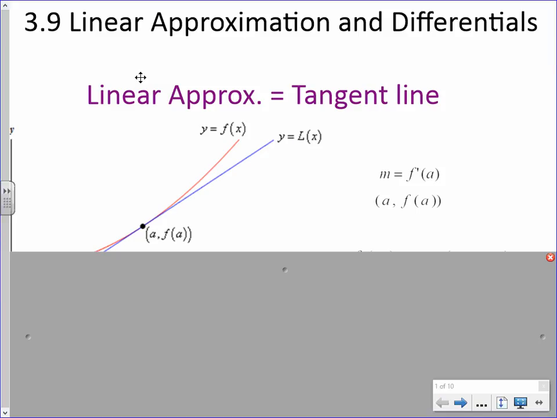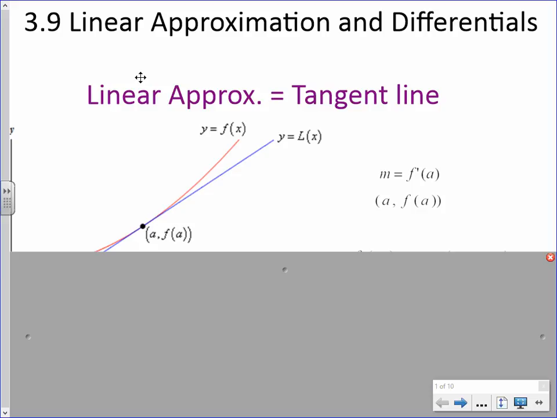So, linear approximation and differentials. Okay, there was a reason why I had you write a tangent line equation this morning for your problem of the day. Linear approximation means the same thing as write a tangent line equation. With linear approximation, we're just going to use the tangent line to approximate a value.